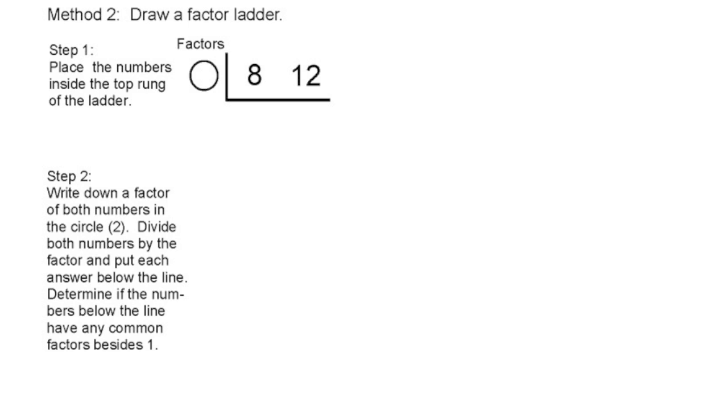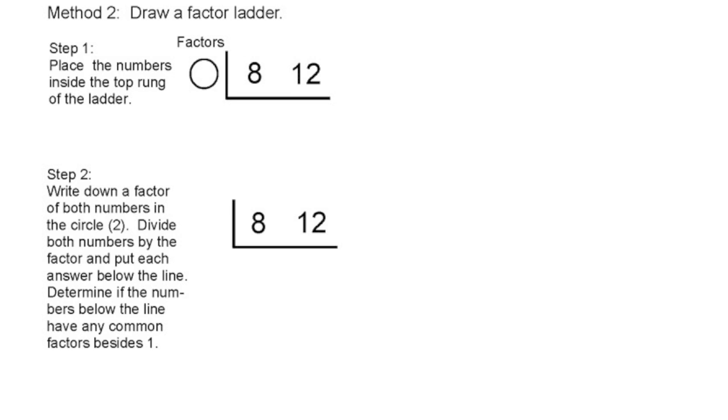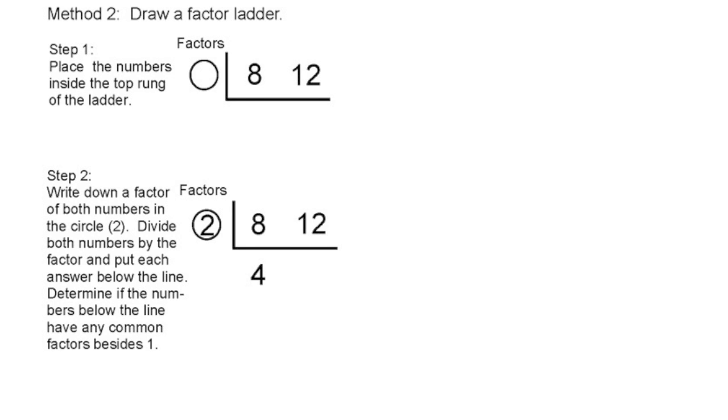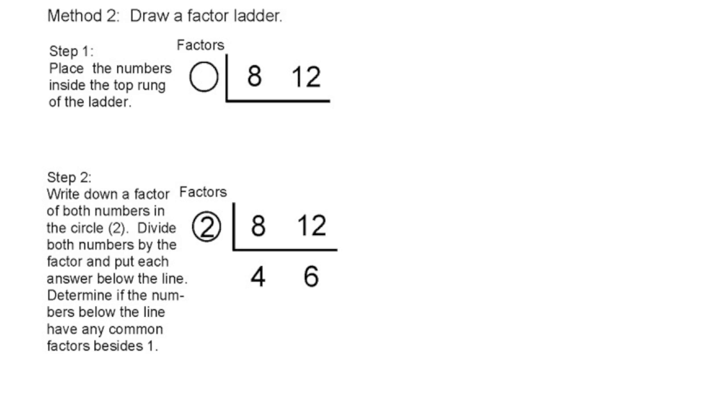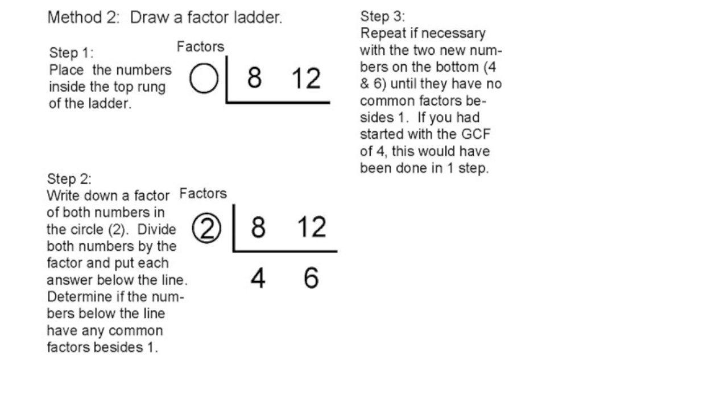2 is a common factor, so we're going to divide both numbers by the factor and put each answer below the line. Determine if the numbers below the line have any common factors besides 1. So I have 8 and 12. My common factor in this case is 2. So 2 goes into 8 4 times, and 2 goes into 12 6 times. Does that have a common factor? Yes, it does. You need to repeat if necessary with the two new numbers on the bottom, 4 and 6 in this case, until they have no common factors besides 1. If you had started with the greatest common factor of 4, this would have been done in one step. But you can do it in one step or two steps, it doesn't matter.